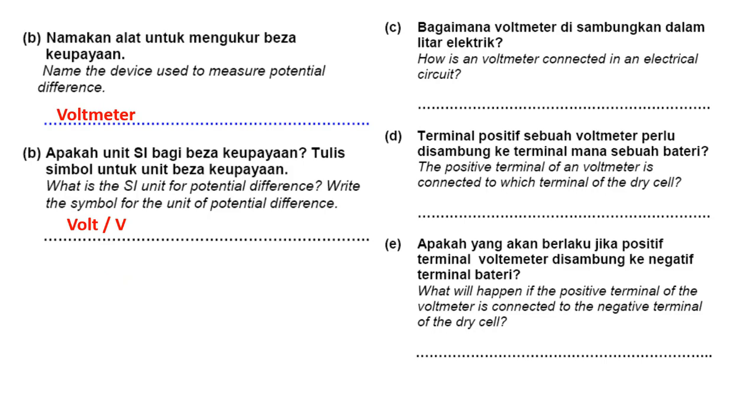How is a voltmeter connected in an electrical circuit? So they must be connected in parallel. Ammeter must be in series, voltmeter must be in parallel.